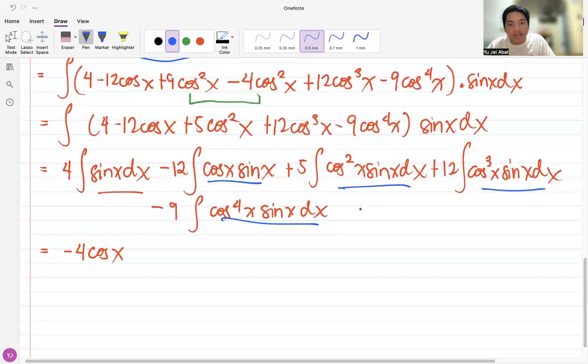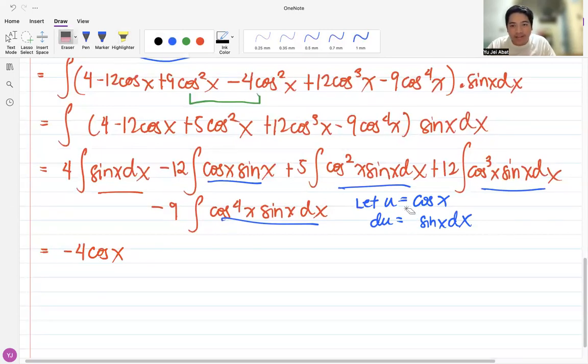I'm going to let u equal cosine of x, and then the du would be negative sine of x dx. Or what I mean is, the du is positive. Derivative of cosine, no, it's the same. It's negative sine. I'm sorry, I thought it's integral. But the derivative of cosine is negative sine, and the derivative of sine is cosine. So it's still correct.